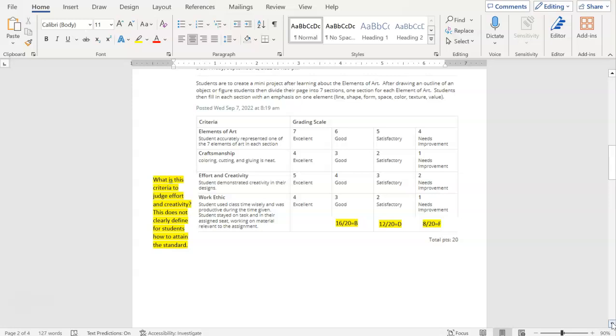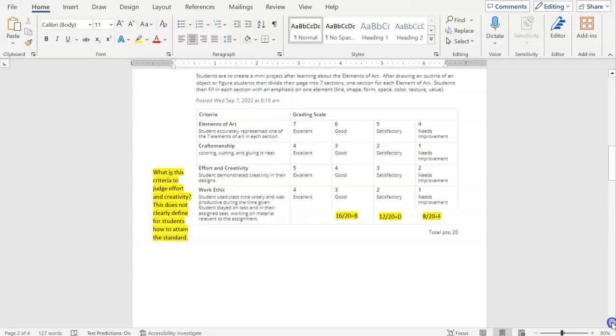Then another concern is this criteria, effort and creativity. The student demonstrated creativity in their design. Well, what does that actually mean? What is that criteria judging? It's not clearly defined for students on how to attain that particular standard. That is just pure teacher subjectivity.